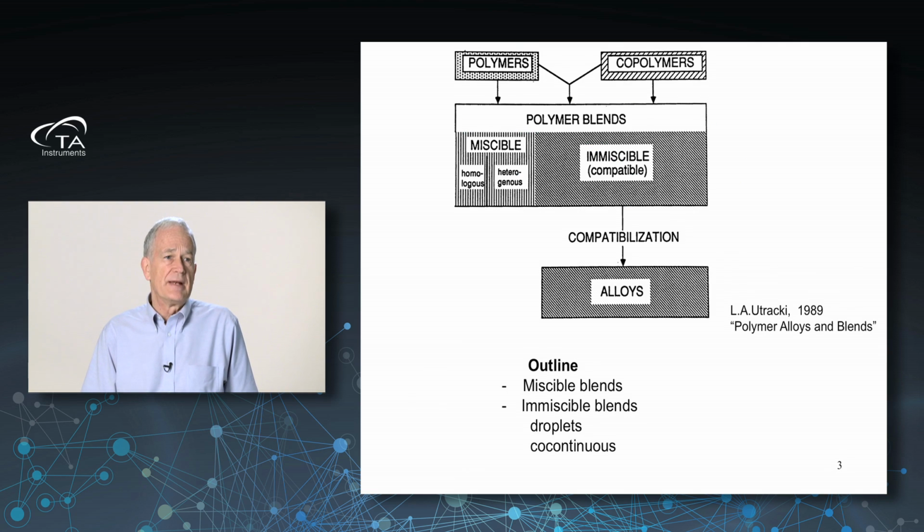Polymer blends can be divided into miscible ones and immiscible. The miscible category can further be divided into homogeneous and heterogeneous. Homogeneous means basically putting the same polymer together with different molecular weights, and that's why I mentioned we can get to molecular weight distribution by analyzing those kinds of blends. Immiscible blends is the large category.